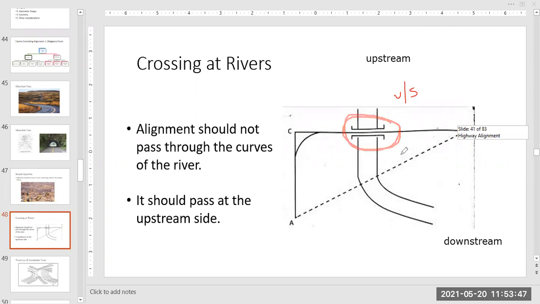This should not be our road. This should not be our road. This is downstream side. We should not construct the road like this.